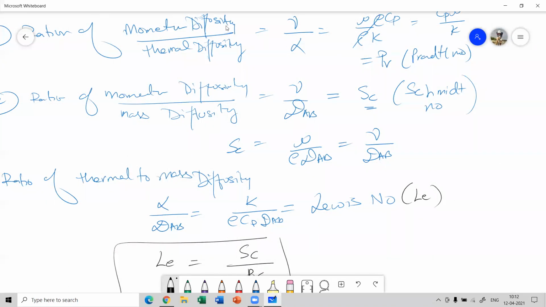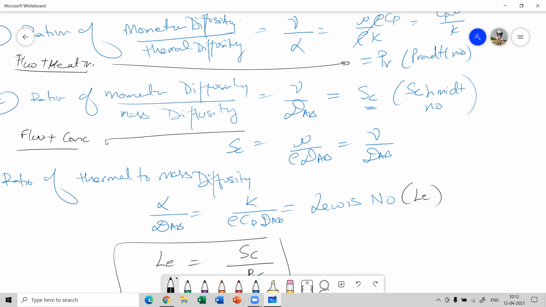If there is momentum occurring, if there is a flow with heat transfer, remember this, their Prandtl number is a must. If there is flow with concentration occurring, it's called the Schmidt number. And if there is thermal plus concentration occurring, it has to be the Lewis number. Clear? And also Lewis number is nothing but your Schmidt number to Prandtl number.